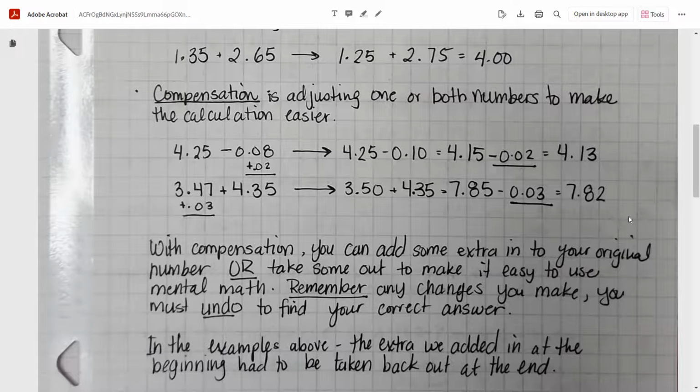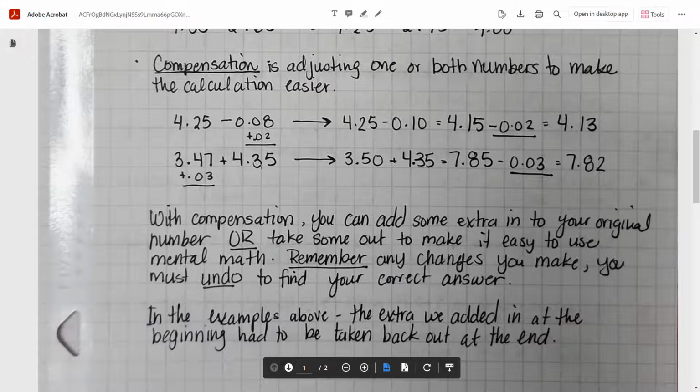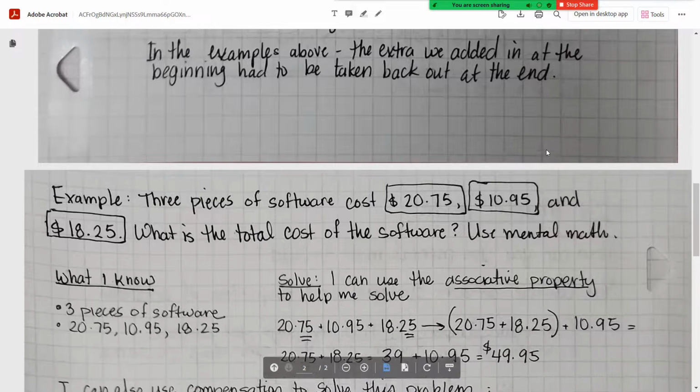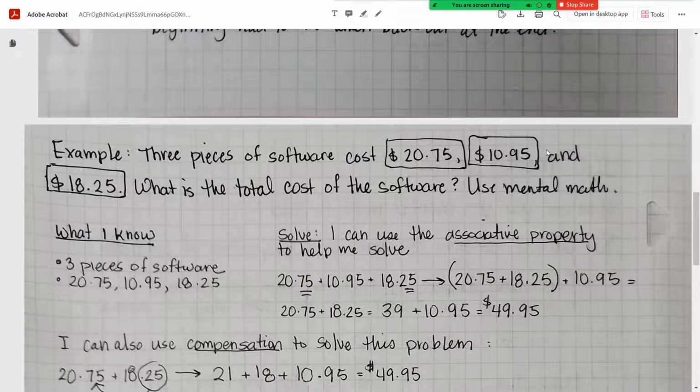Now, compensation can also work a different way. You can pull from one of your numbers and move a part of it into another number. In that case, you're not adding in anything extra or taking out anything you shouldn't be taking out. All you're doing is moving things around from the numbers that you already have. So in these two examples, the extra that we added in, we took out at the end so that we can get to our original answer. Let's take a look at some examples.